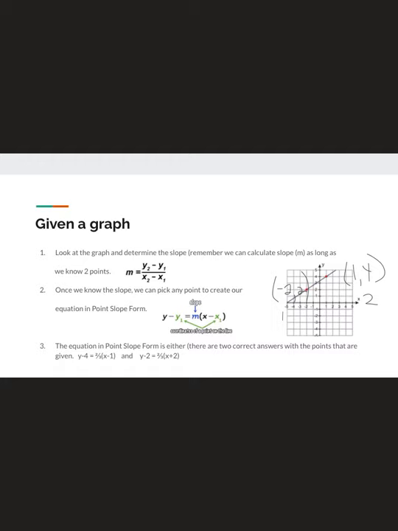So the y of 2 is 4, and the y of 1 is 2, then the x of 2 is 1, and the x of 1 is -2.